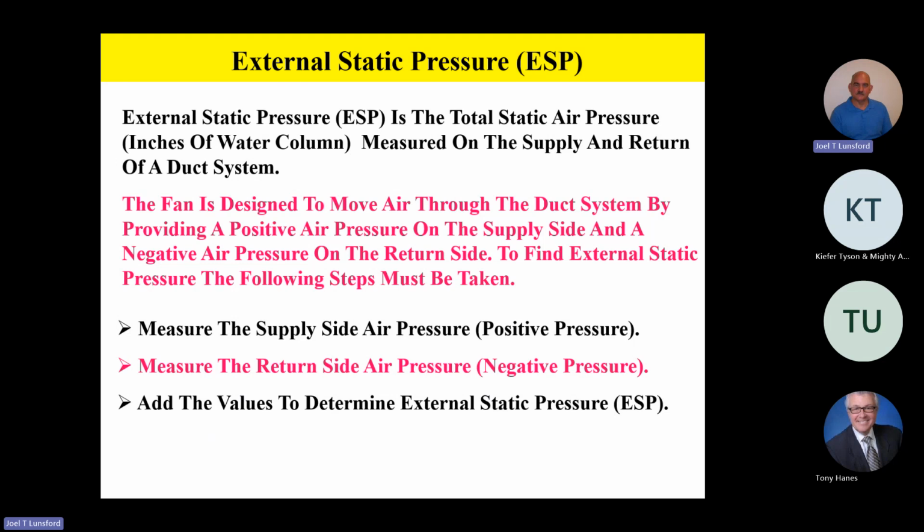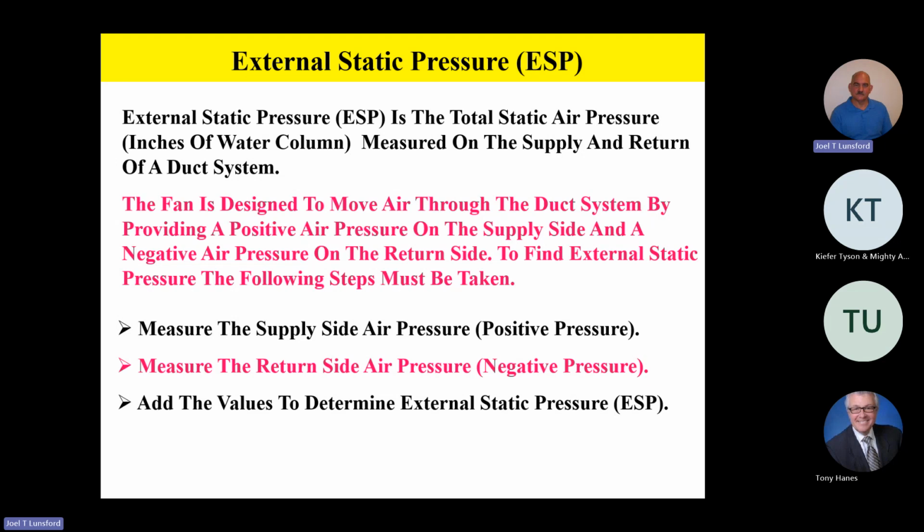Now, this is important. You're going to notice that on your magnehelic gauge or your digital manometer, it'll have a positive pressure on the supply, and there will be a little negative sign on the return side because it's a negative pressure. Now, fellas, you don't have to do algebra. You don't have to worry about positive and negative. You just add the numbers up.